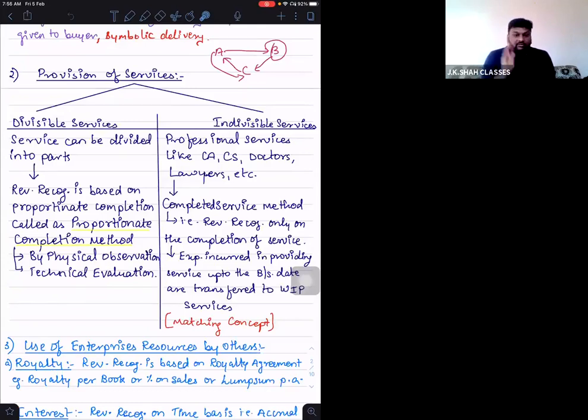So can I say from the service provider's point of view, your app is divided into 4 different phases? Yes. And after completion of each particular phase, particular revenue can be recognized.